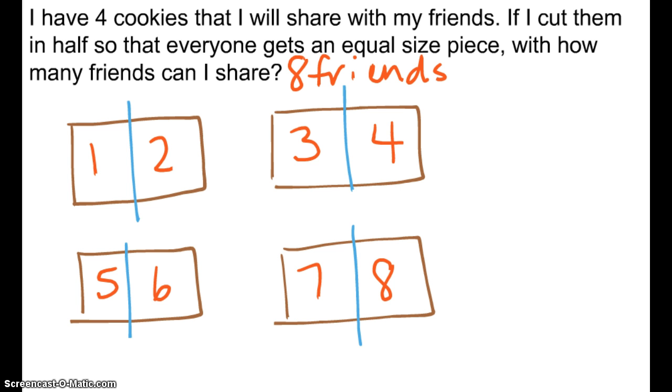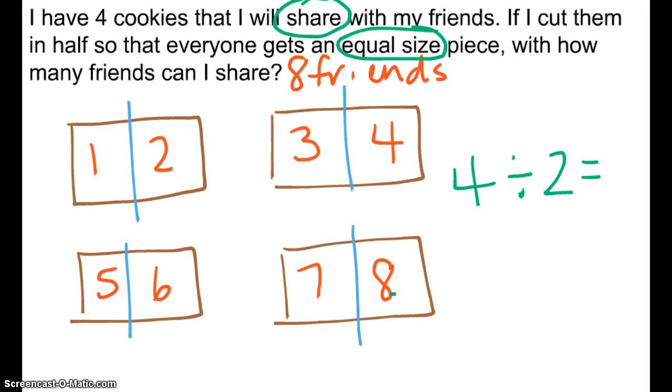So now let's talk about what it is that we did in this problem. We started with 4 cookies. Now let's think about actions here. Sharing equal size pieces. When you are sharing something and you are splitting something into equal size pieces, you are dividing. Now, did we take those 4 cookies and divide by 2? No, if we had divided by 2, then we would have gotten 2. But we didn't, we got 8. We can share with 8 friends.